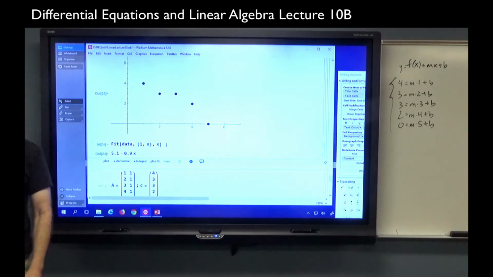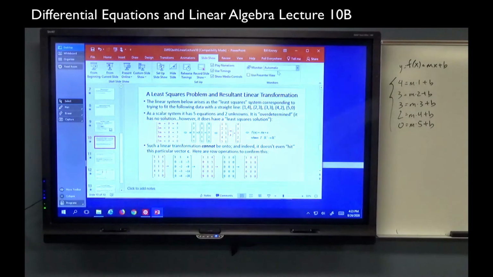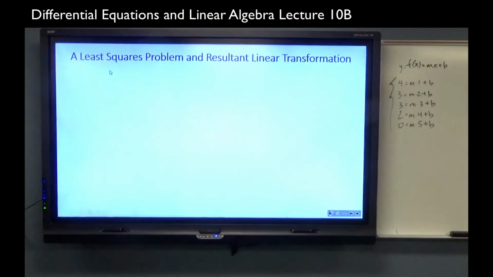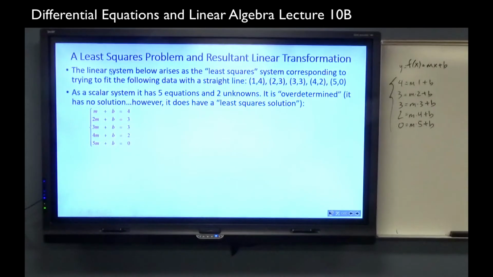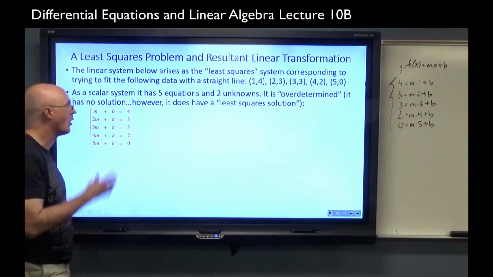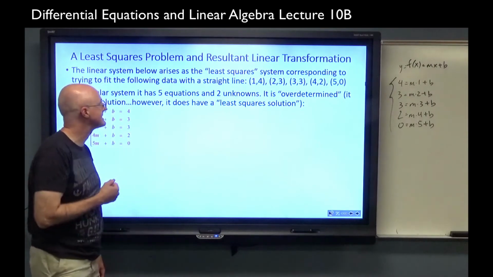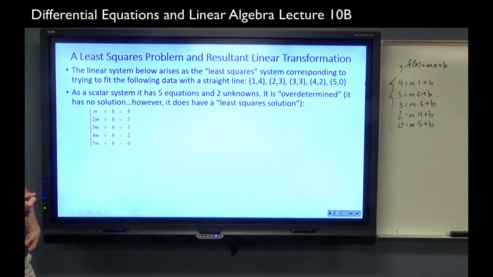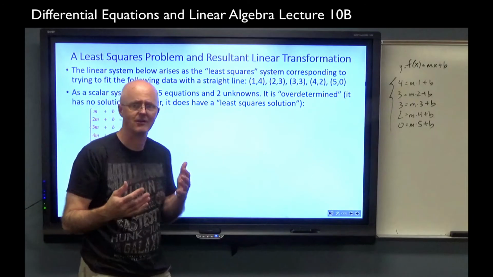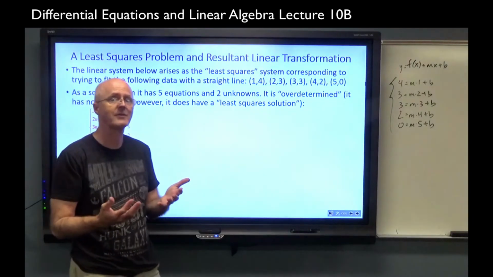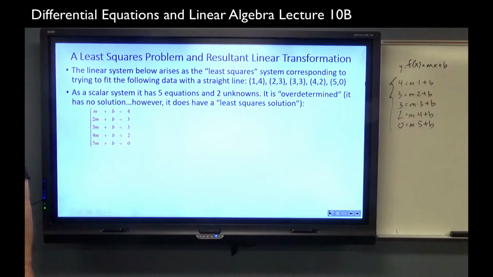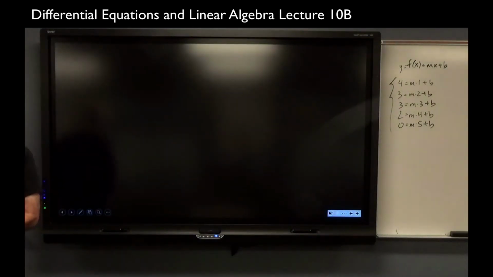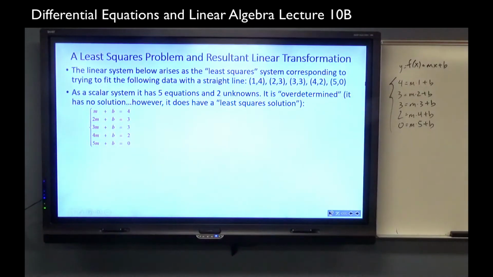But wait a minute, I thought I just said a minute ago that there should be no solution. There is no exact solution to the system. It's overdetermined, inconsistent. However, it does have a least squares solution. You might call it an approximate solution. What's the best we can do? Before we get into what that answer is, though, let's think about the corresponding linear transformation.